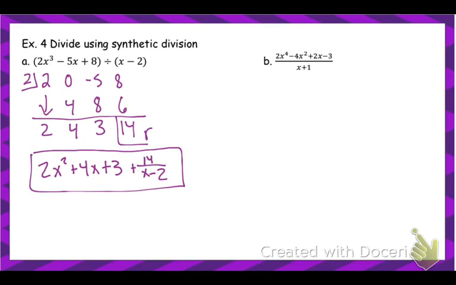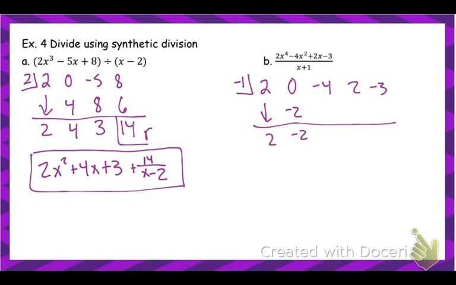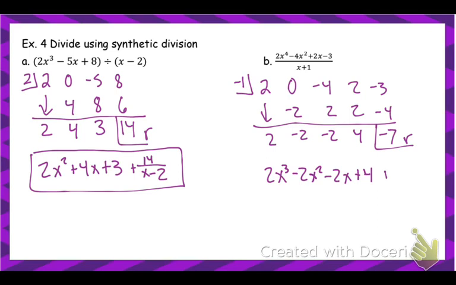All right, very similar on the next one, but this time I'm dividing by x plus 1, which means negative 1 is going to go in the top left. So let's list our coefficients. So 2, 0x cubed, negative 4, 2, negative 3. Bring down the first. And then continue that synthetic division process. Multiply, add down those columns. Last number is the remainder. Coefficients start 1 degree less. And then my remainder, again, I write as a fraction over the divisor. And that is my final answer.